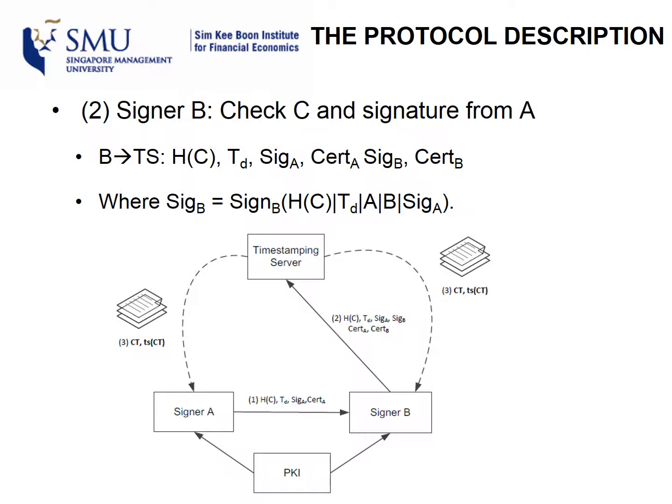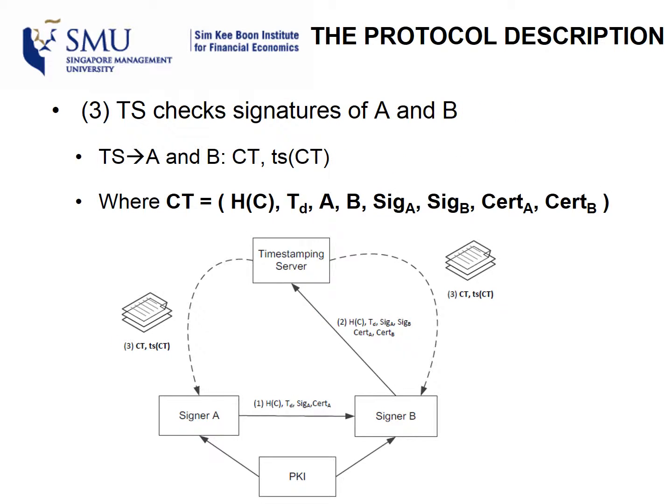Next, when signer B receives the message from signer A, signer B would check the contract C and the signature from A. If both checks are successful, then signer B would send the following message to the timestamping server TS. This message contains 6 items. The first 4 items are copied from A, and the 5th item is Sig B, which is a signature generated by B over the hash of the contract, the deadline of the contract, A and B's identity and the signature of A.